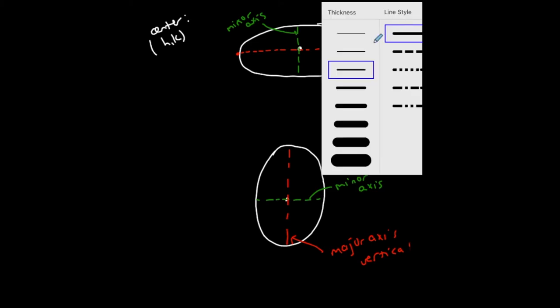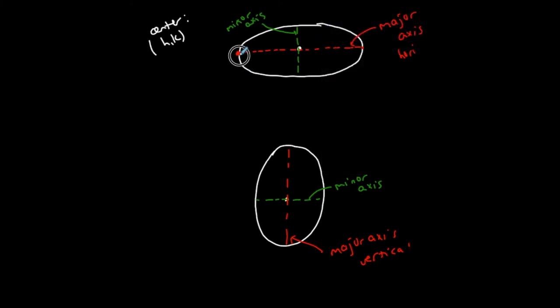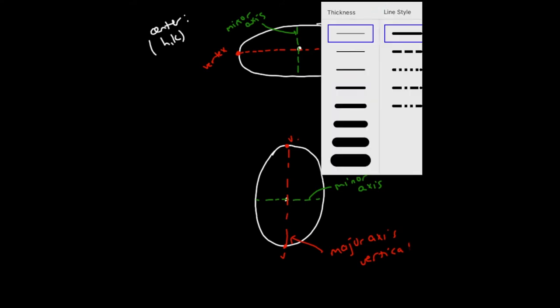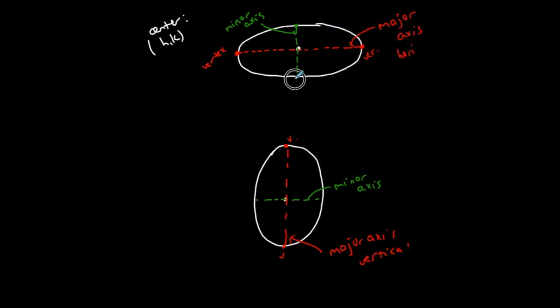Okay, now the points that lie on the ellipse that are on the ends of the major axis are called the vertices. And vertex for singular, I'm just going to do ver here so I have space, vertices for plural. So vertices here, I'm just going to do V and V. The points on the ends of the minor axis through the center are the co-vertices, or co-vertex for singular. I'm just going to say CV. These are the points that lie on the ends of the minor axis.